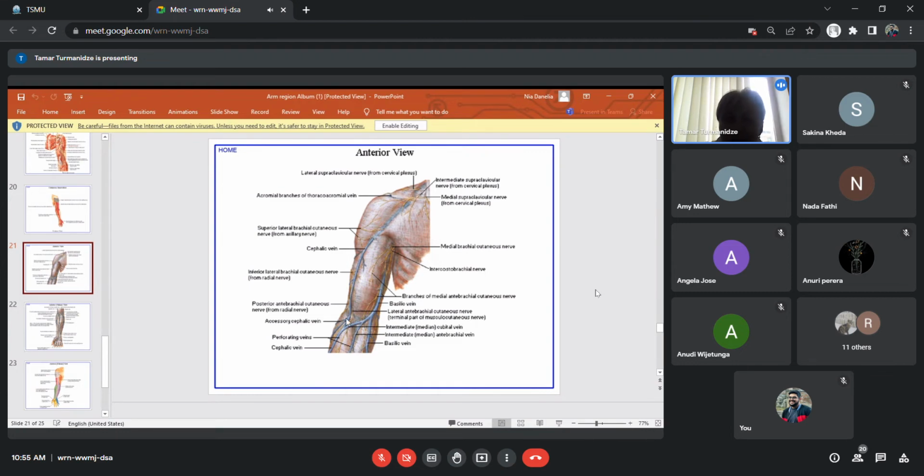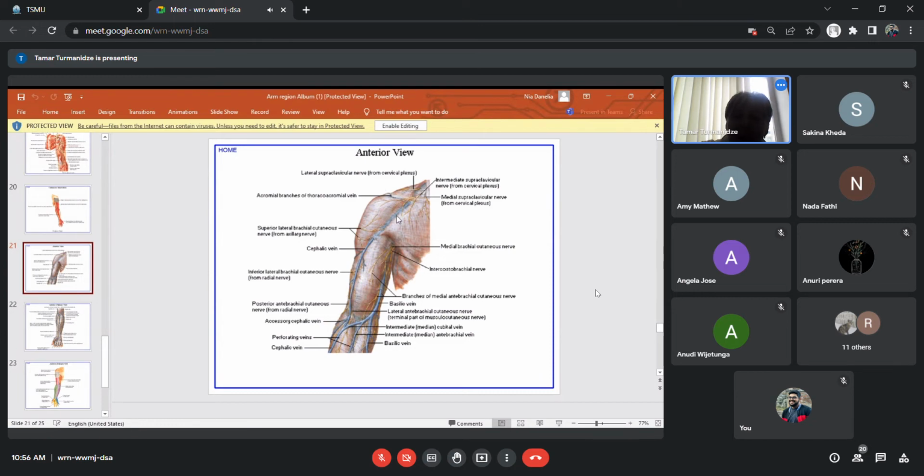So on the lateral side we have cephalic vein, on the medial side we have basilic vein, but basilic is located superficially only in the lower third part of the arm region. In the middle third part of the arm region, it pierces the deep fascia and drains into the brachial vein. So in the upper third part of the arm region, basilic is not located superficially.